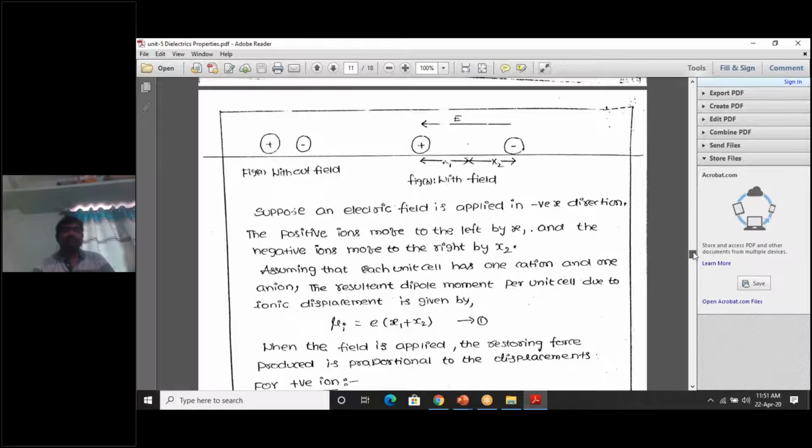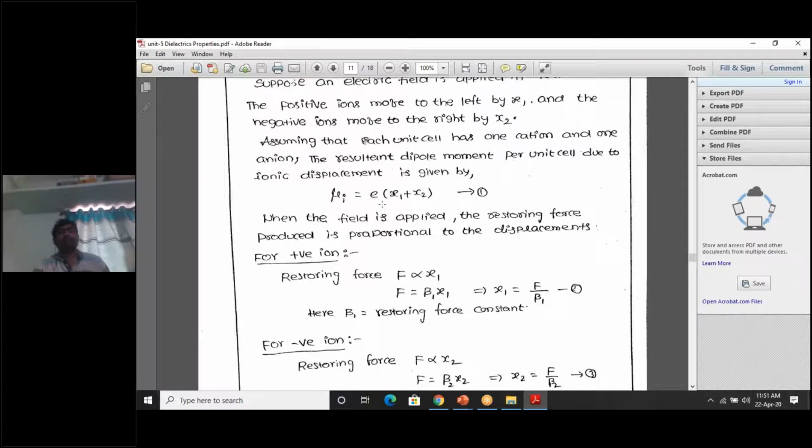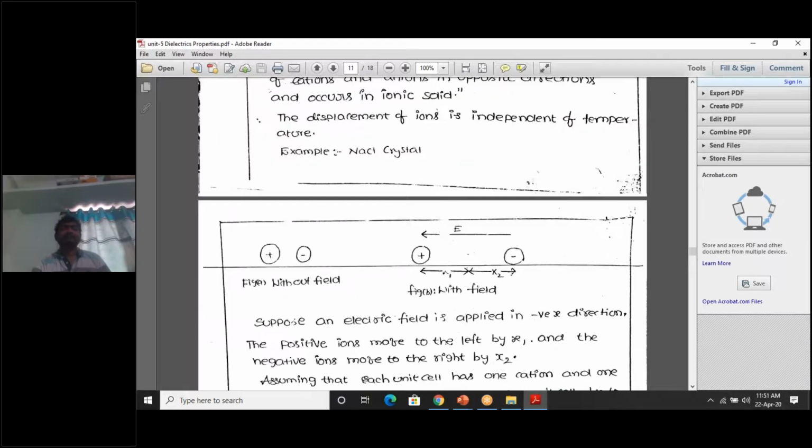Is it clear? Dipole moment expression, did we get it? No, we haven't got it completely, because we don't know the value of X1 plus X2. If we know the value of X1 plus X2, then the expression is over. So for that purpose, what we do is take F proportional to X1, the restoring force. What is this F? F is the restoring force, which is directly proportional to X1. What is this restoring force?